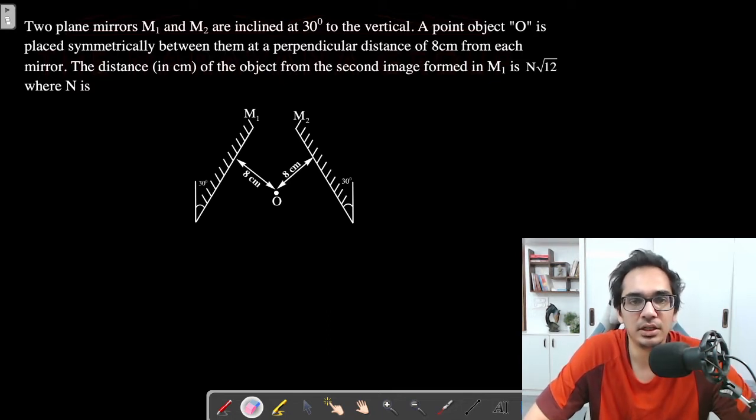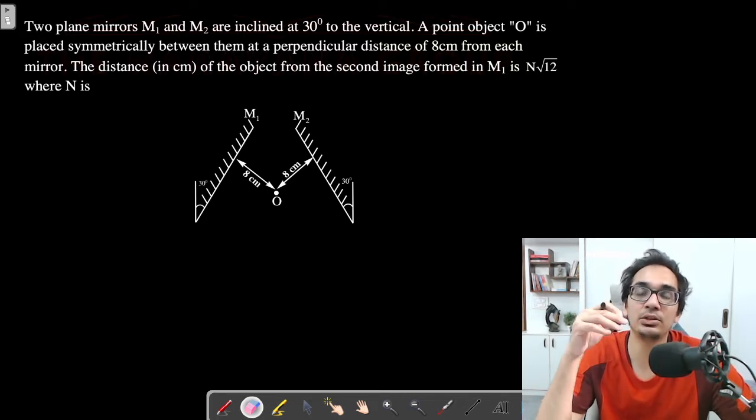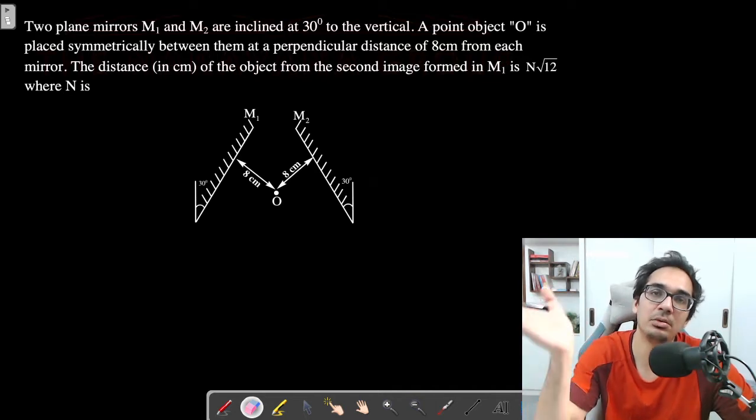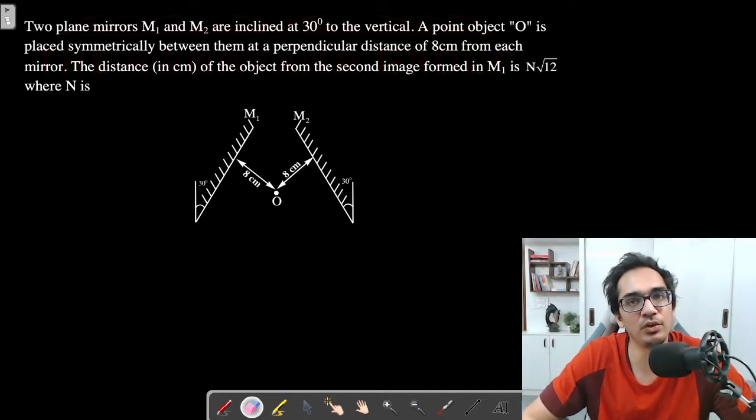Little bit easier. The distance of the object from second image formed in M1 is n root 12, then n is. So you have to find the distance of second image formed in M1. That means the image of M2 will act like an object for M1, and there will be a second image formed in M1, and you have to find the distance of that image from O.